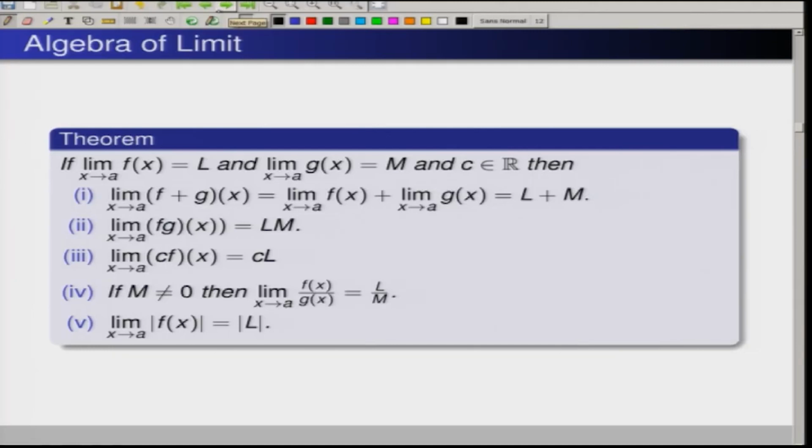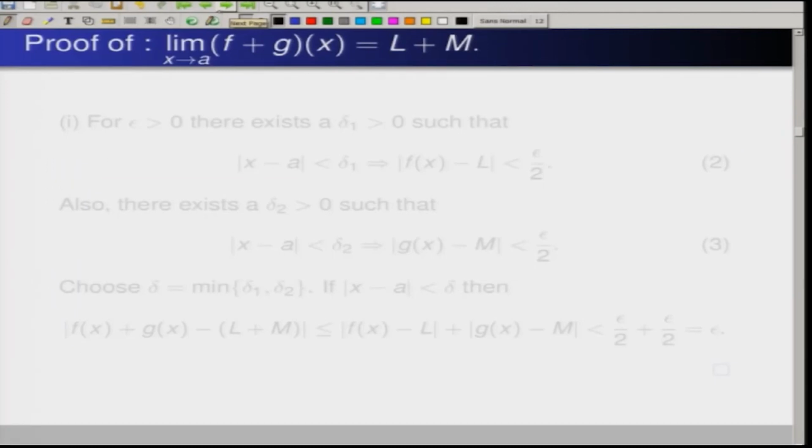So, now I will give you the proof of only one, and I request you to carry out the proof of the other 4 properties. That will be fun. Okay, so this is what we now try to prove, that the limit as x goes to a of (f plus g)(x) is equal to L plus M.